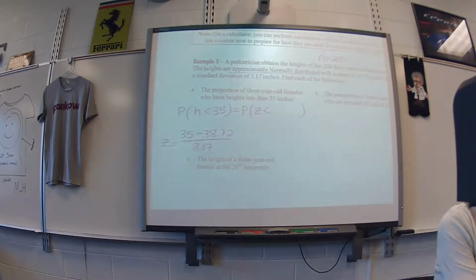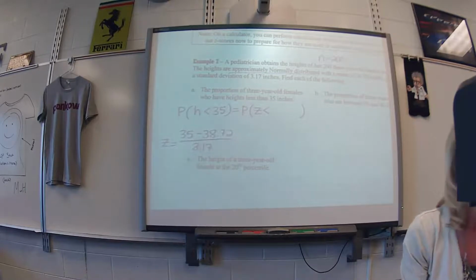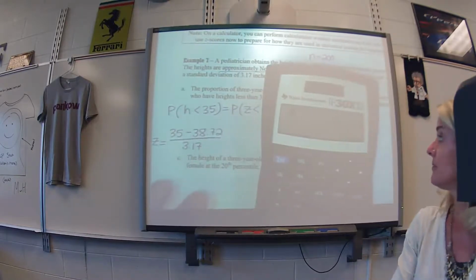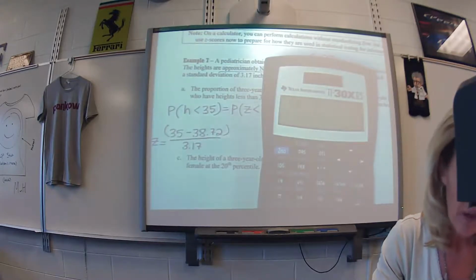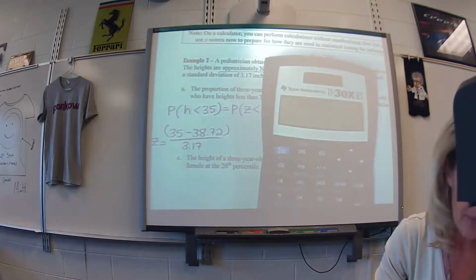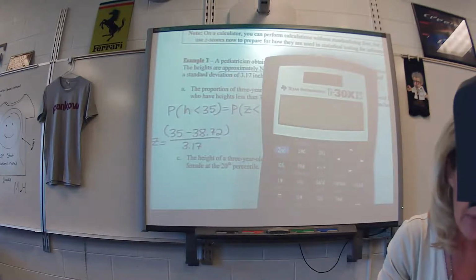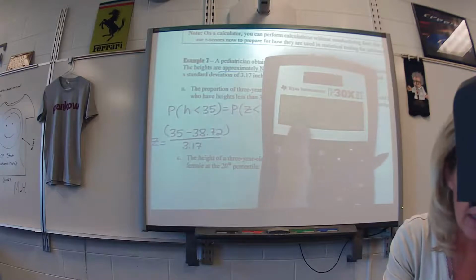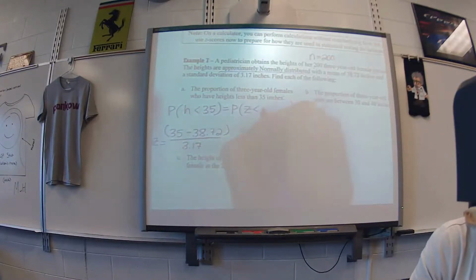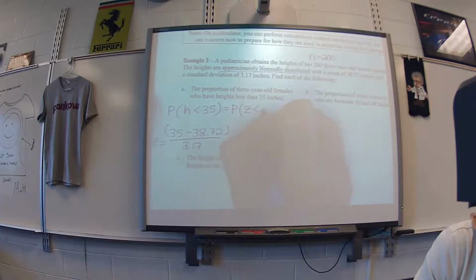Okay, so the first thing we do is we go to our calculator, and I'll just even use this guy. I'm going to put my numerator in parentheses. 35 minus 38.72 divided by 3.17. So the Z-score is negative 1.17. And that goes right here now.